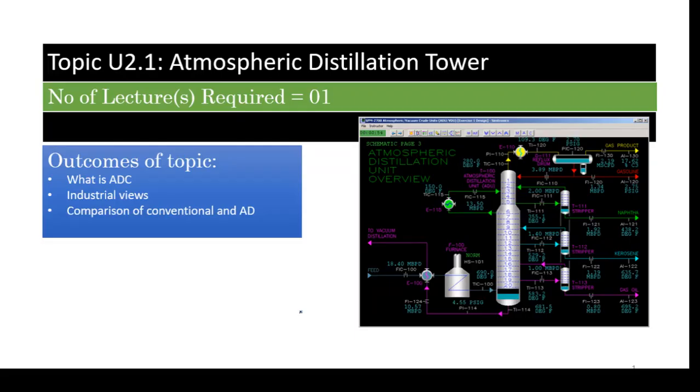So we are going to start the second unit, and the first topic in that second unit is the atmosphere distillation column. There are basic fundamentals, some basic things for the atmosphere distillation column that will be discussed here. So let us start the first topic of the second unit.